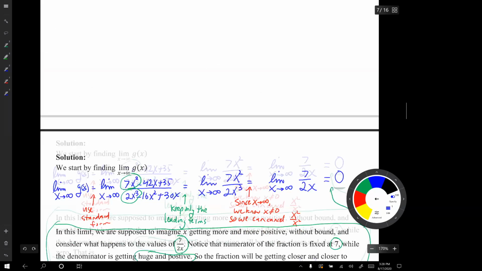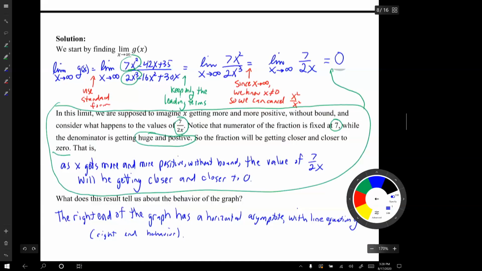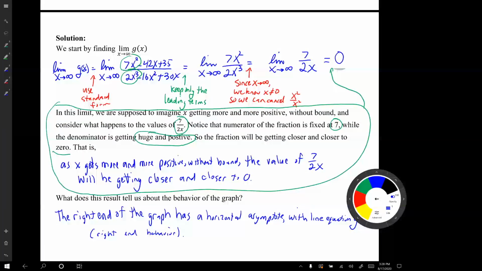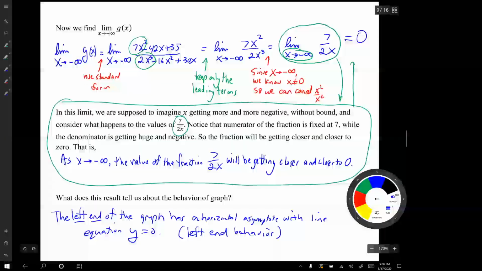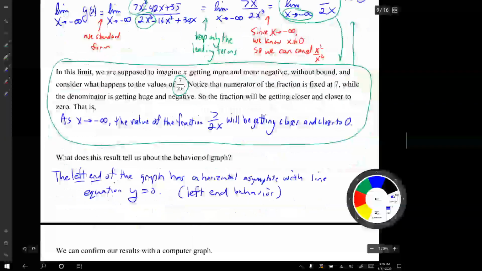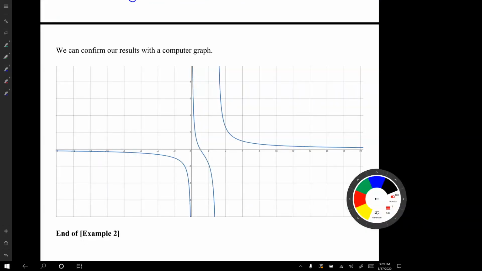and then use the information about the limits to explain what that tells us about the graph. So we had to make the connection that when you find the limit as x goes to infinity or the limit as x goes to negative infinity, the results tell you about the end behavior of the graph. We can confirm our results with a computer graph. Notice that in this graph, the x-axis has line equation y equals 0. And that is the horizontal asymptote on the right end of the graph, and is also the horizontal asymptote on the left end of the graph.